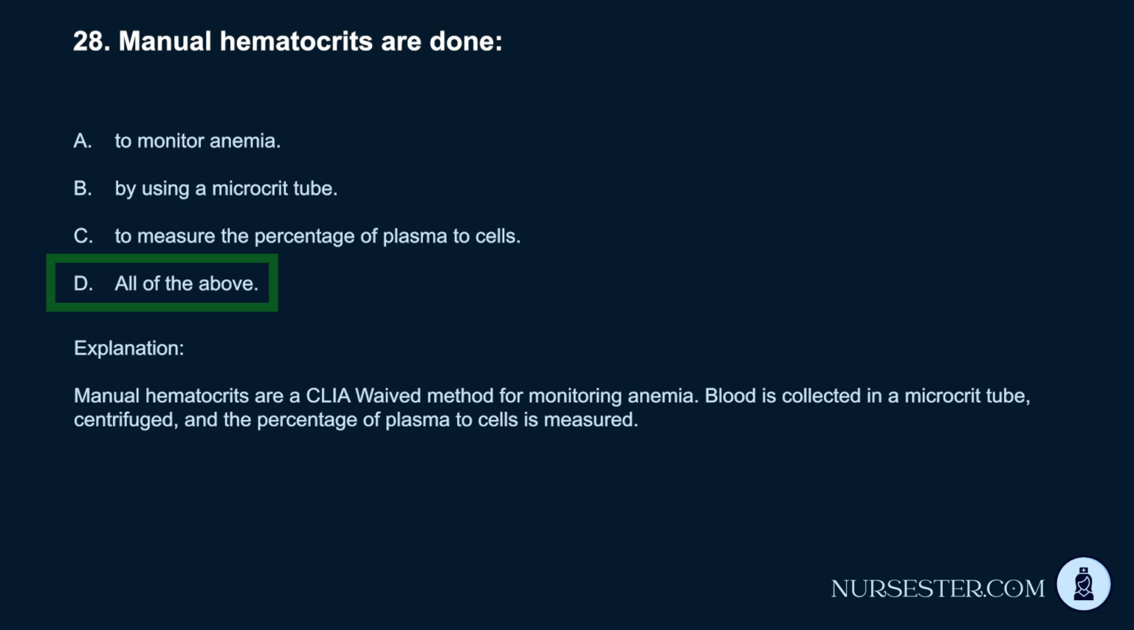Manual hematocrits are a CLIA waived method for monitoring anemia. Blood is collected in a microcrit tube, centrifuged, and the percentage of plasma to cells is measured.